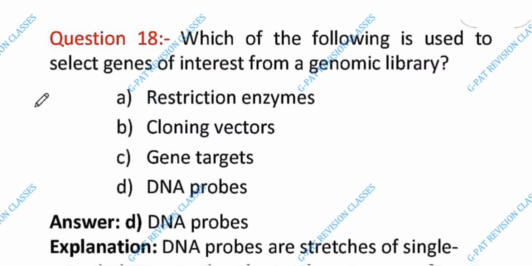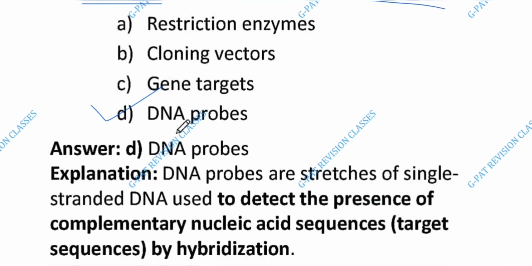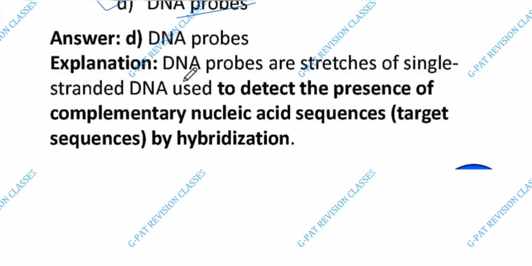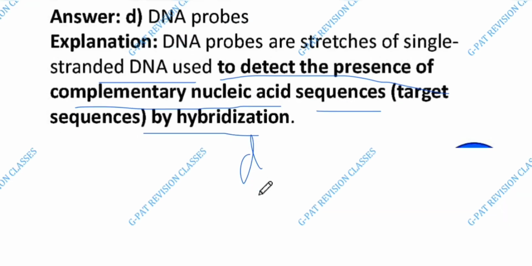Next is question number 18. Which of the following is used to select a gene of interest from the genomic library? The answer is D, DNA probes. The explanation is: DNA probes are stretches of single-stranded DNA used to detect the presence of a complementary nucleic acid target sequence by hybridization. Okay, the answer is D.